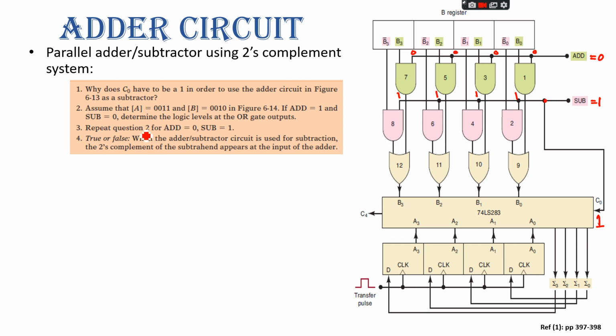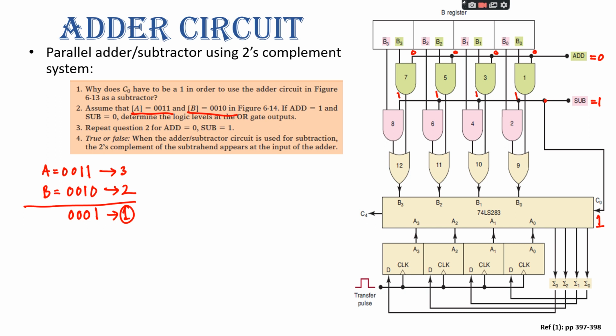So what was my number? These two numbers are the same as previously. A is 0011 and B is 0010. This represents decimal 3, this represents decimal 2. So if we subtract, what should I get? I should get 1, right? Yes, sir. Which should be 0001.